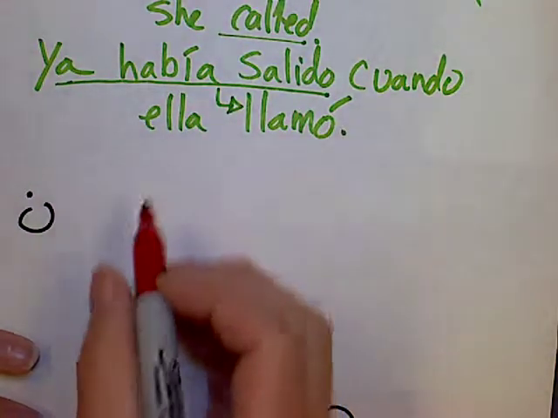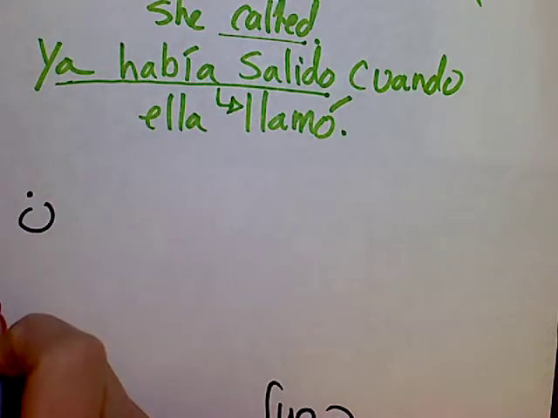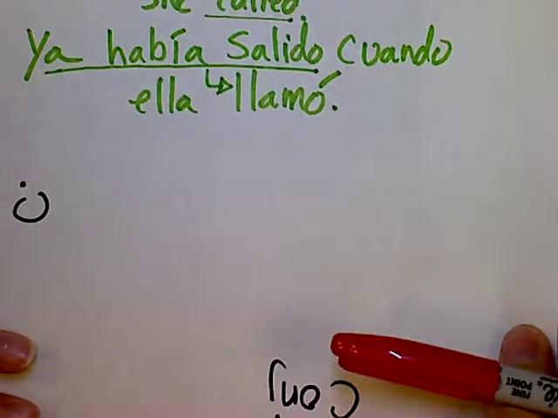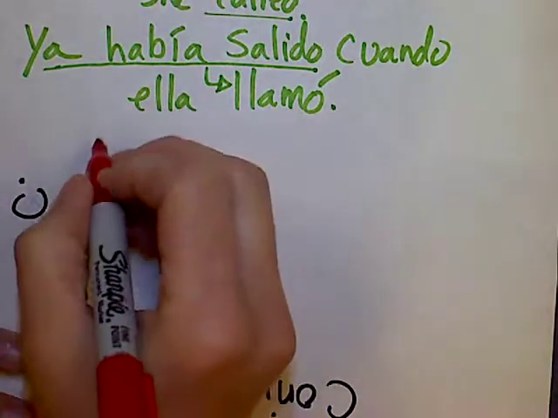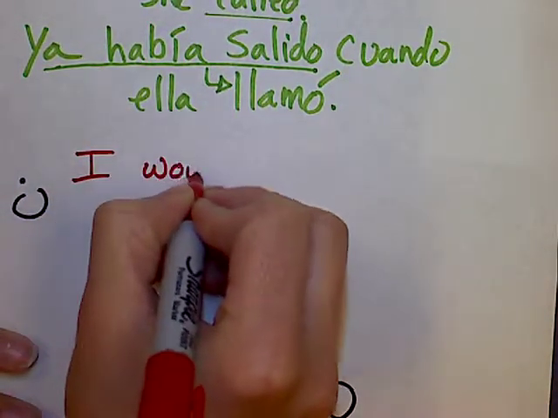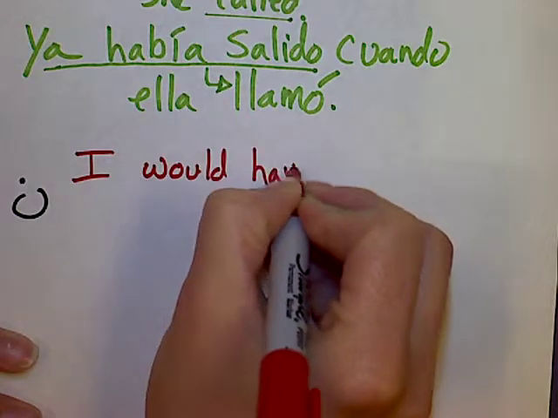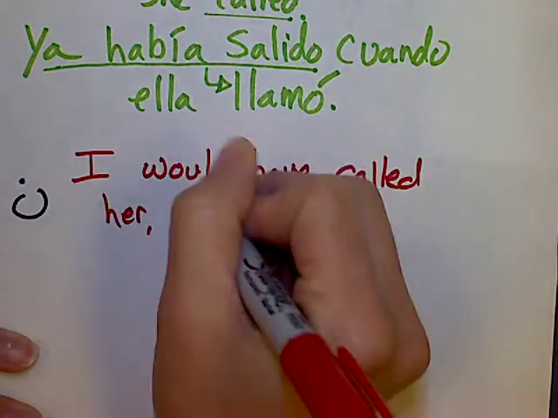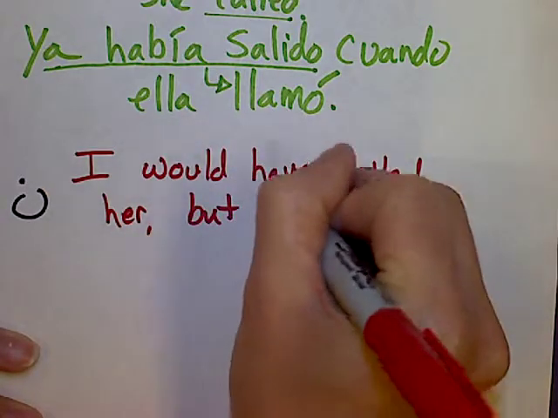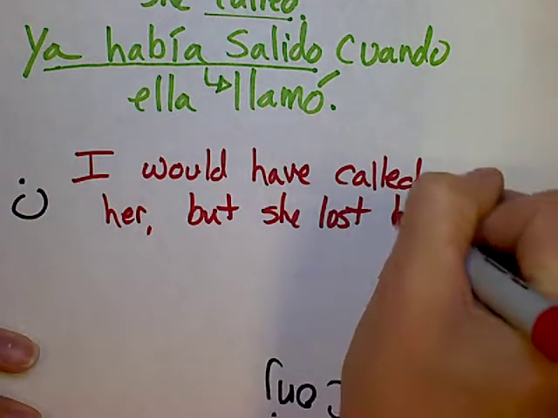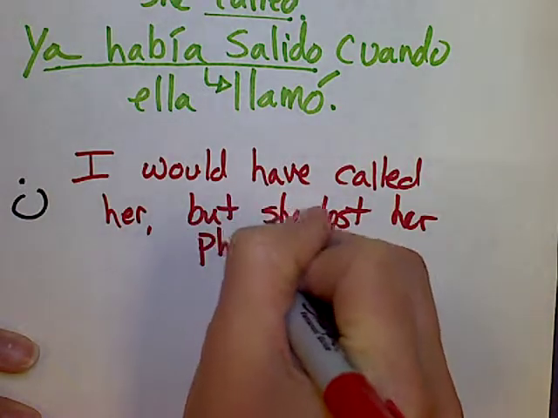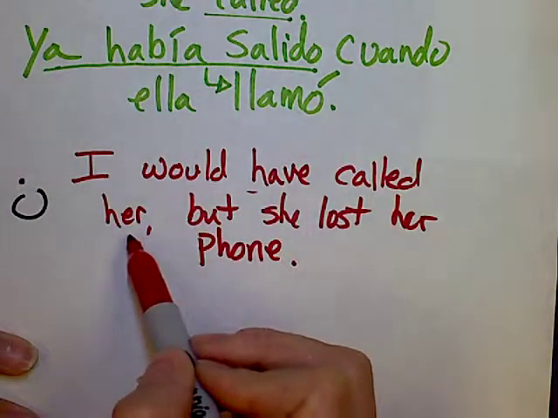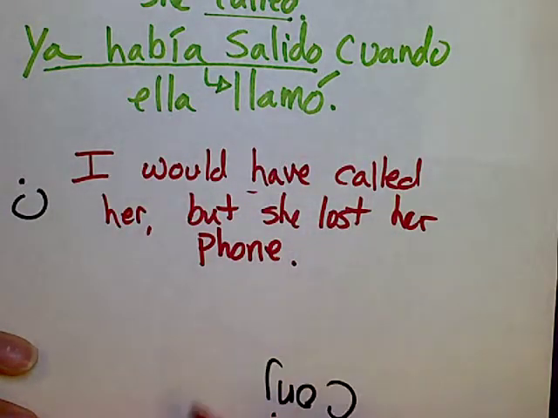And finally, conditional perfect. In conditional perfect, we talk about what would have happened, but it didn't because something else stopped it from happening. For example, I would have called her, but she lost her phone. So in this case, I have what I would have done in the past, but I couldn't because of a secondary action.